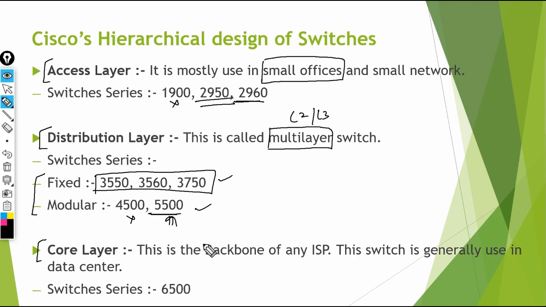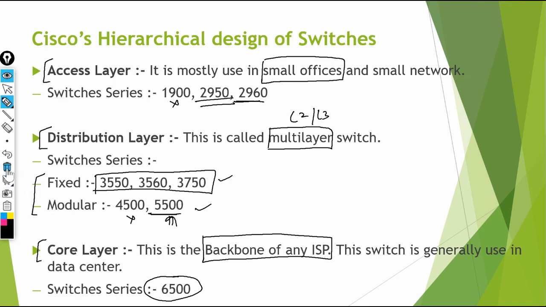Similarly, the core layer of switches is for very high-end requirements, because this is the backbone of any of the ISPs. This switch is generally used in data centers to transfer huge amounts of information from one data center to another. That's the main reason for core layer switches. So these are the three layers of switches we have.